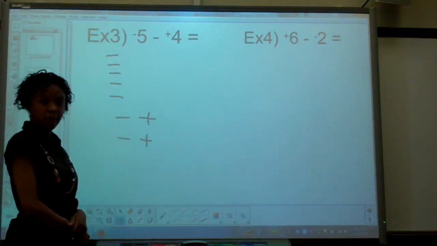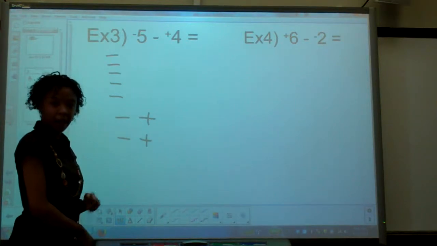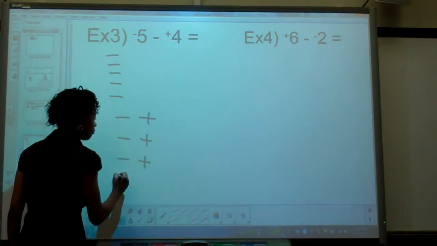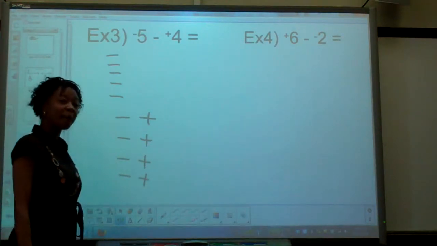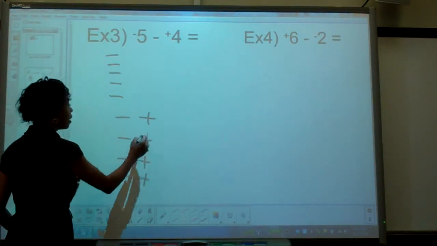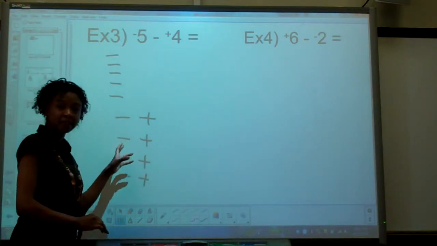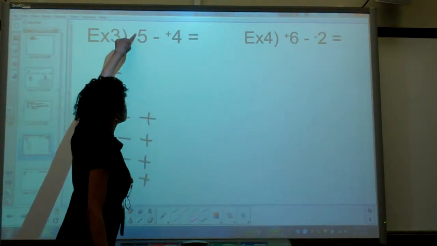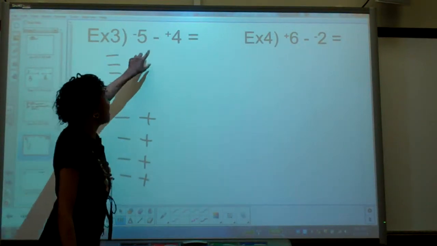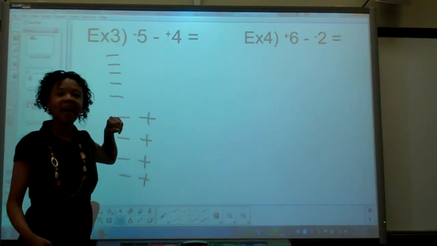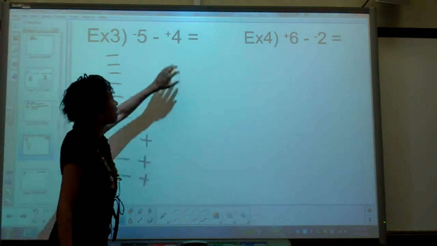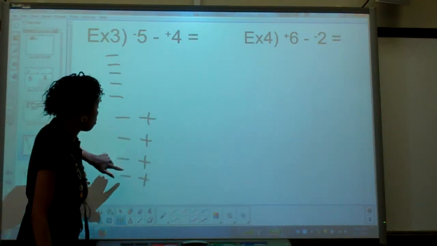Have I changed this problem? No. I have 2 zero pairs though. Let's add a total of 4 zero pairs. Why am I doing 4 zero pairs? Remember, this means I'm creating the possibility of being able to take out 4 positives. So I represented the 5 negatives. Subtract positive 4, I didn't have it. So I created the possibility of being able to take out 4 positives by making 4 zero pairs.